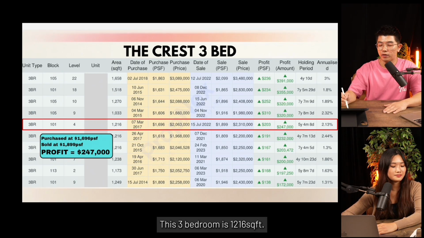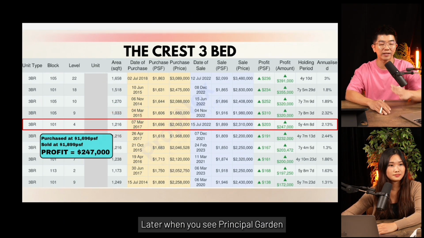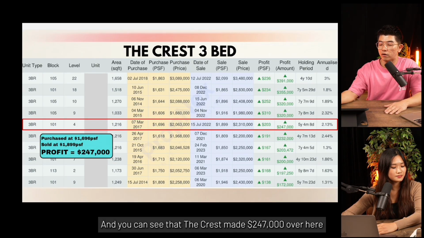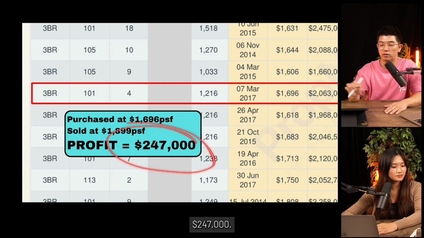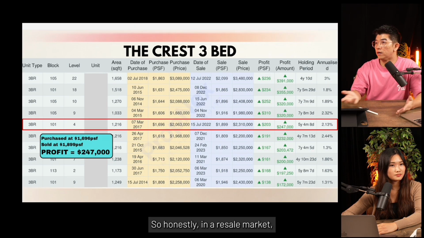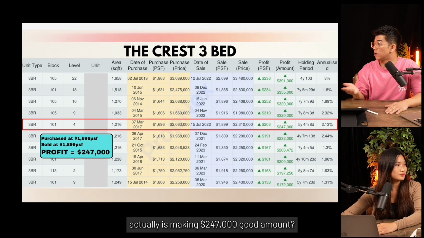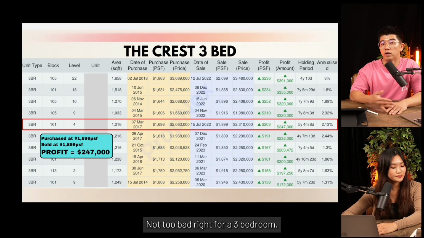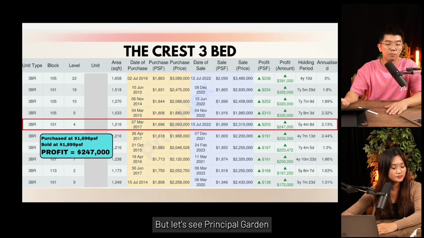This 3-bedroom is 1216. Later when you see Principal Garden, it will be of a similar size, and you can see that the Crest made 247,000 over here. So honestly, in a resale market, making 247,000 is a good amount. It's pretty good, not too bad for a 3-bedroom. But let's see Principal Garden.